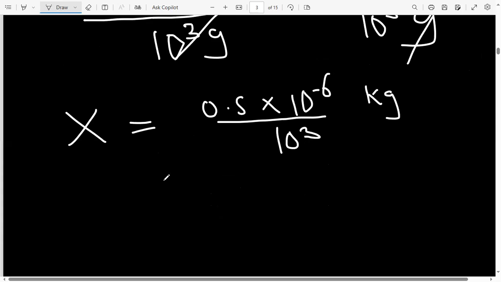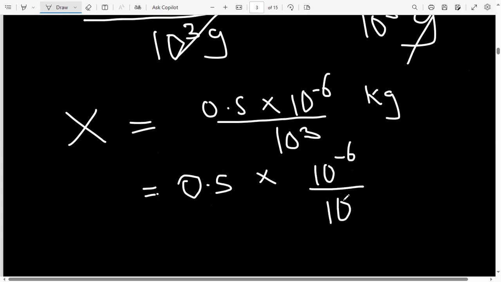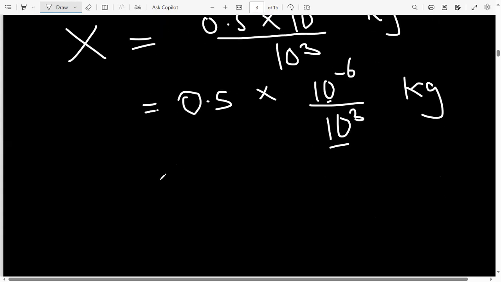Okay, and then from here, if you want, you can use a calculator, but it's not advisable because a calculator will give you a lot of zeros. So we can just separate this to 0.5 multiplied by, and then let's put these 10s together. So we have 10 to the power 6 divided by 10 to the power 3, and then we have a kg here. So we see that we have same bases, and then we are dividing. So what do we do when we're dividing? We subtract powers, right? So this is going to be 0.5.